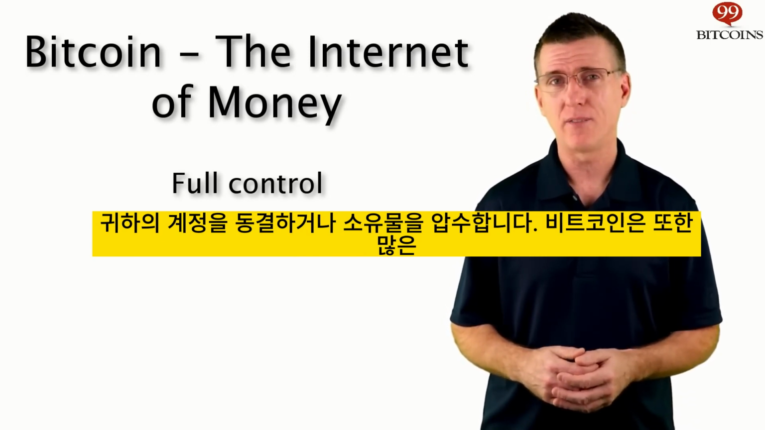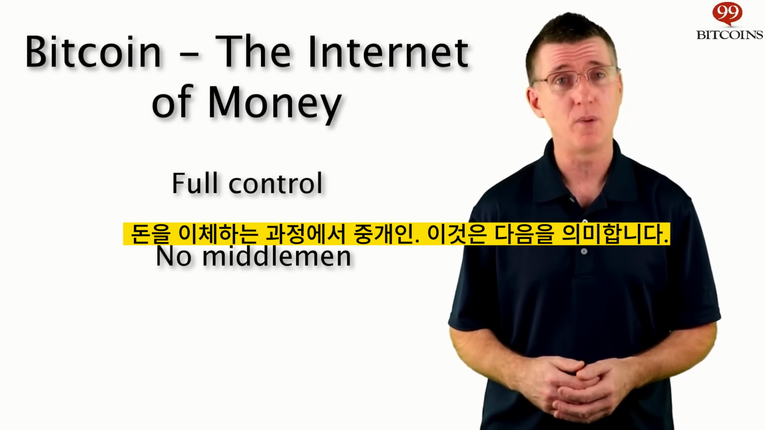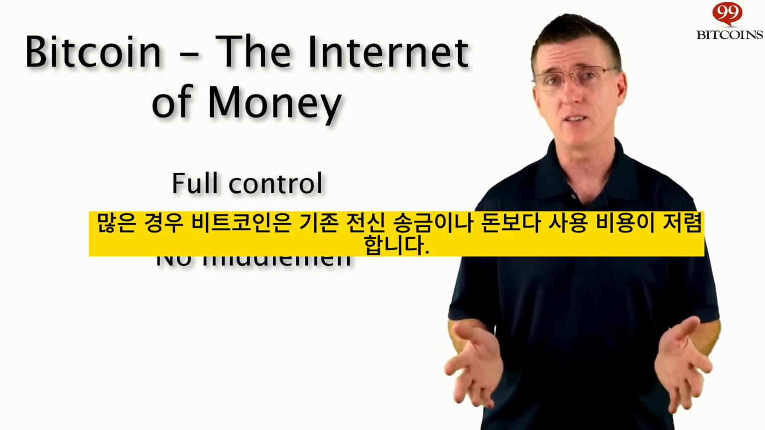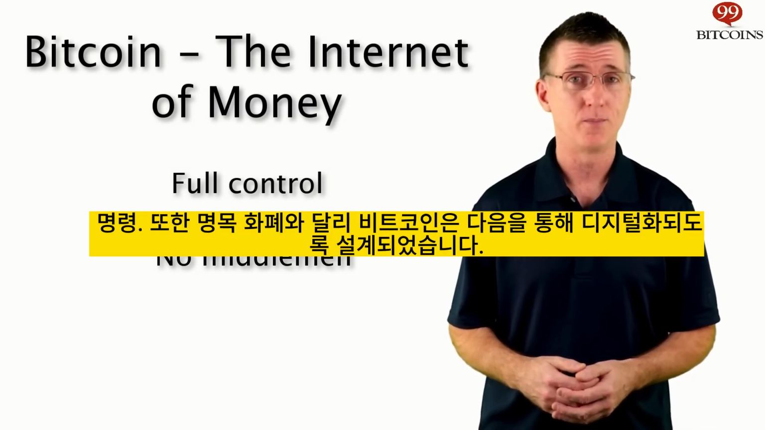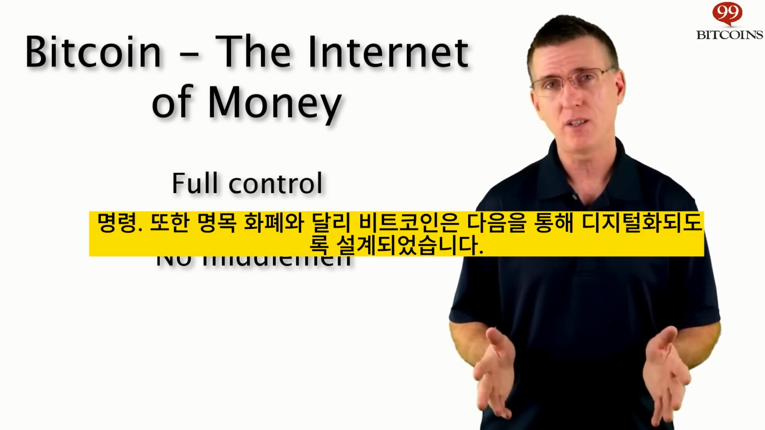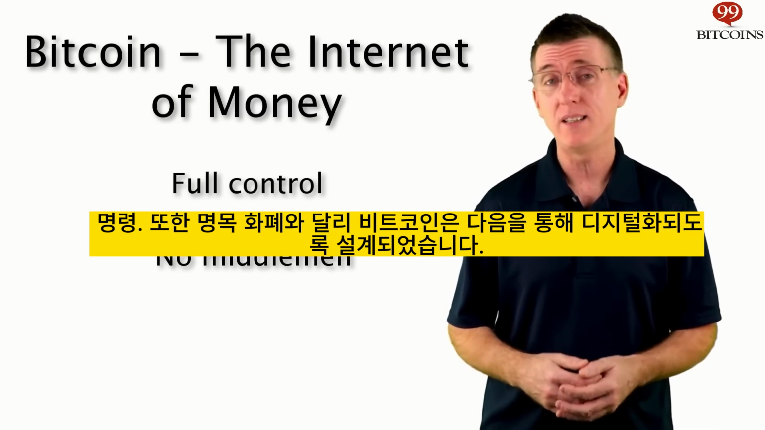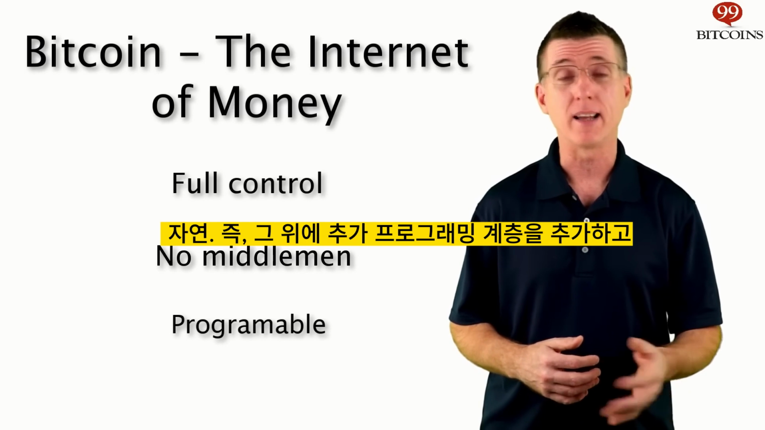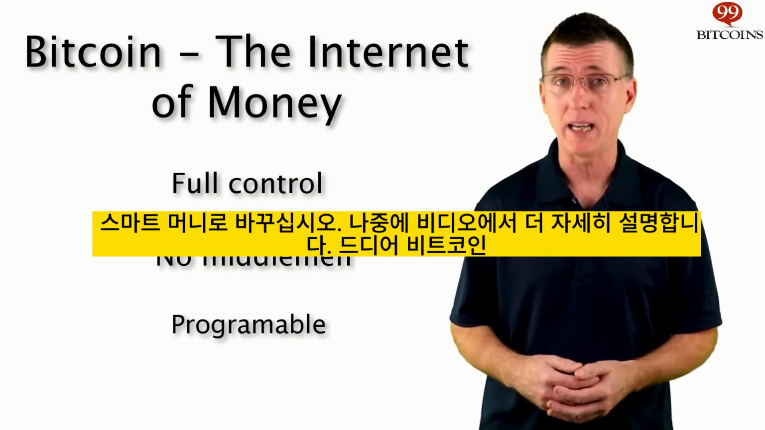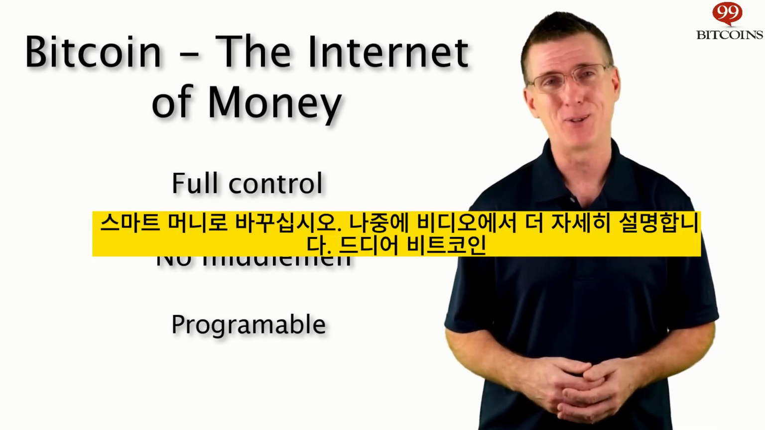Bitcoin also cuts a lot of the middlemen from the process of transferring money. This means that in many cases, Bitcoin is cheaper to use than traditional wire transfers or money orders. Also, unlike fiat currencies, Bitcoin was designed to be digital by nature. This means you can add additional layers of programming on top of it and turn it into smart money, but more on that in later videos.